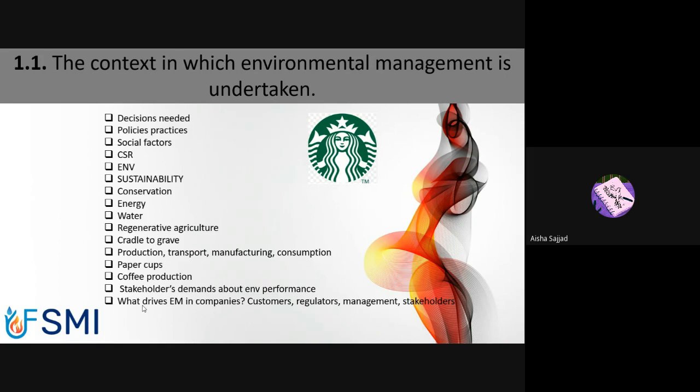Okay, so talking about the first question and the assessment criteria: how is environmental management undertaken by different organizations, and what are the different contexts that are kept in mind by organizations when they want to perform environmental management? By the word context, we mean different situations, circumstances, and different types of situations that different organizations have.